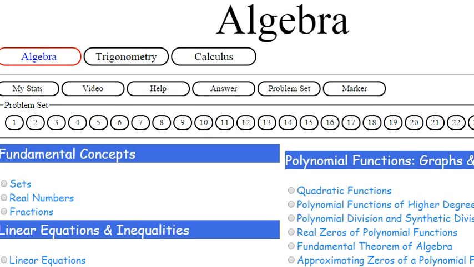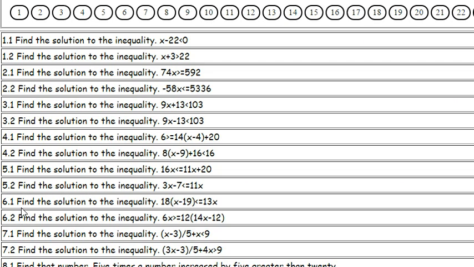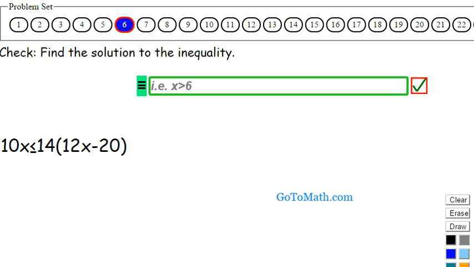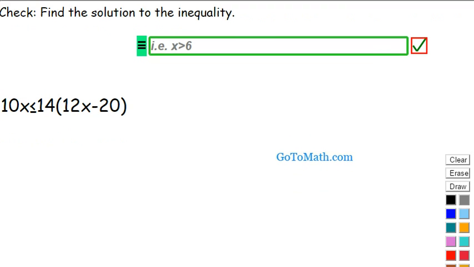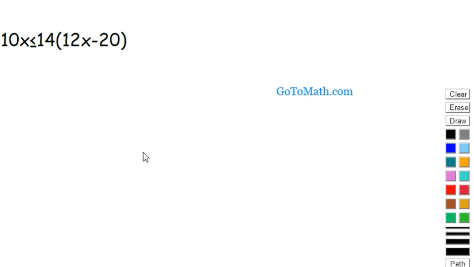Click on the algebra. Let's go down to inequality 6.1, 6.2. That's what we're doing. So we're finding the solution set of these crazy looking things. They're getting a little bit more complicated, aren't they?